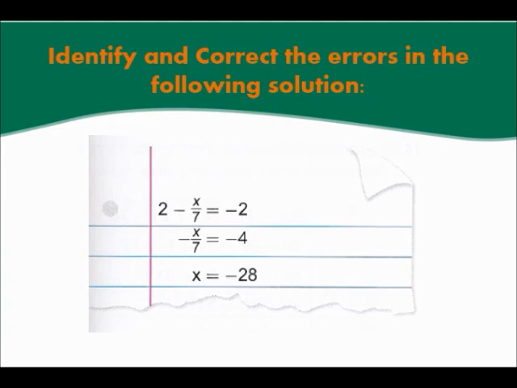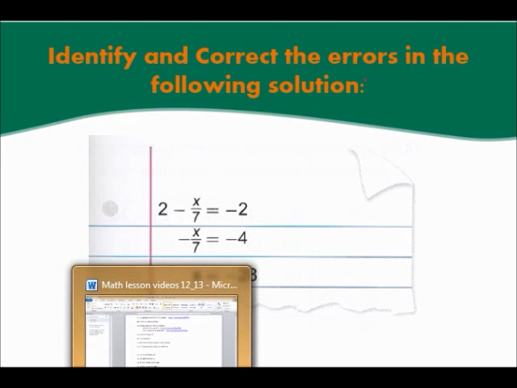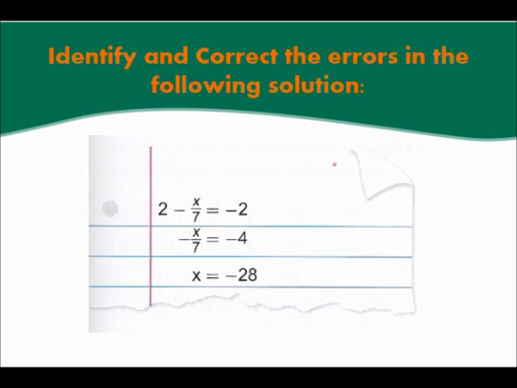So here we have an equation, and this is solved incorrectly. This is not solved correctly. So we have to figure out where they went wrong. Well, what I prefer to do with these types of problems is to just ignore what they have written down and solve it on my own to see what I get and then compare it.